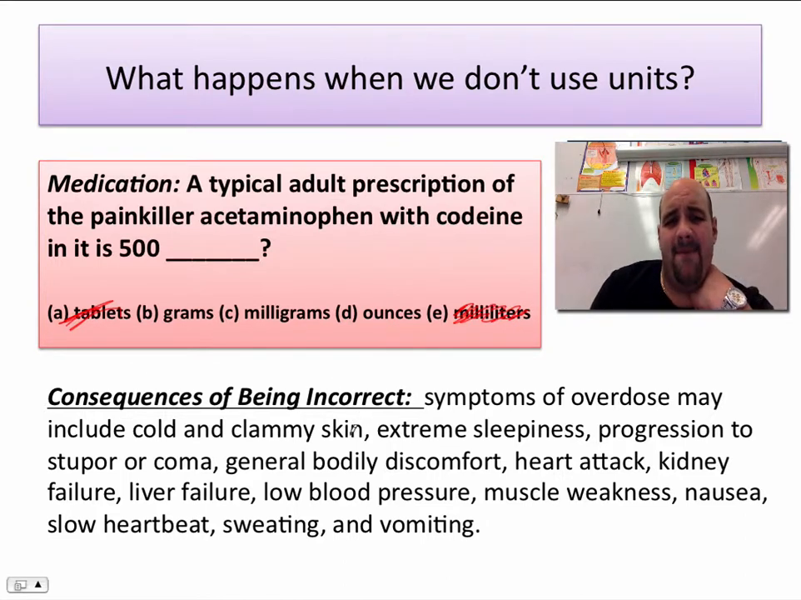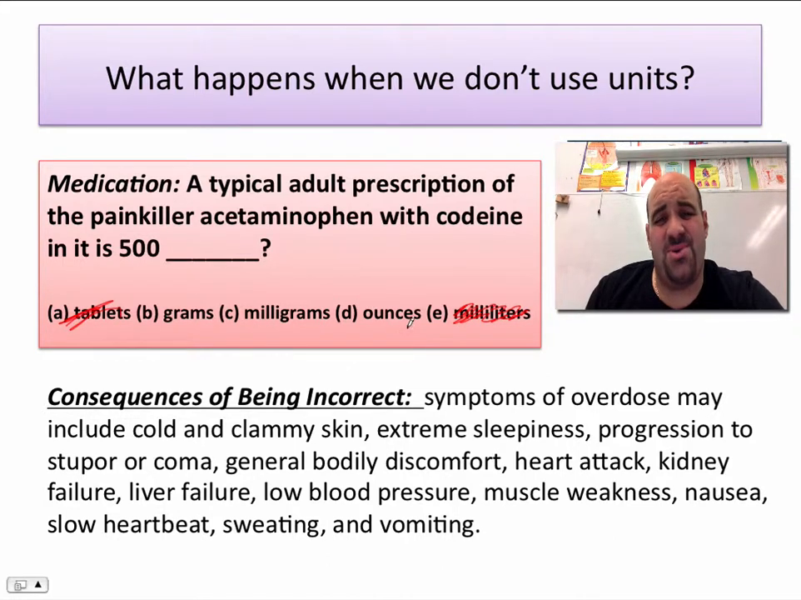So we have 3 choices left: B, C, and D. If you know anything about ounces, 16 ounces is equal to a pound. So if you have 500 ounces of something, you have close to 31 pounds. Do you think you should take 31 pounds of Tylenol? I hope you say no. Definitely don't want to take 31 pounds of Tylenol. If you think you should, you probably had Mr. Zappone last year as a science teacher.